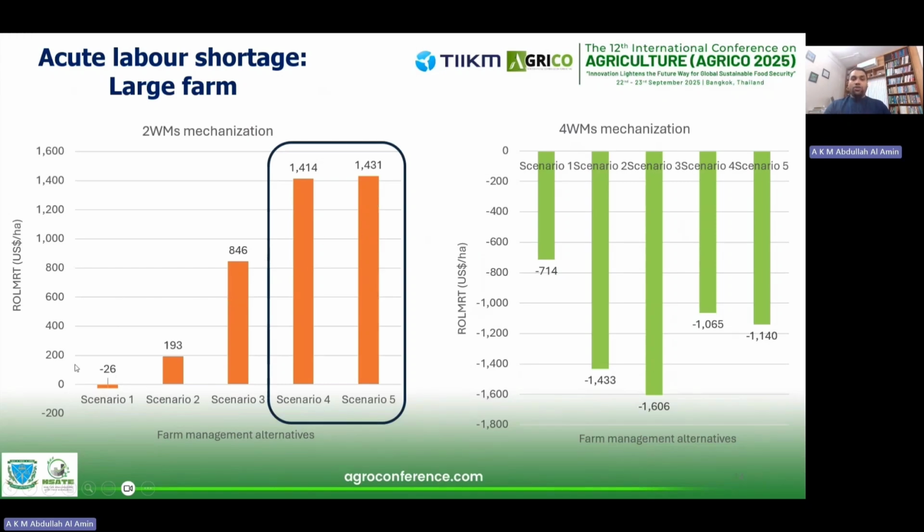Even with the other conventional mechanization alternatives from scenario 1 to 4, the farming operations struggle to farm optimally. For larger four-wheel machines, with such a labor shortage, it is totally unprofitable when you consider farmer-owned mechanization.